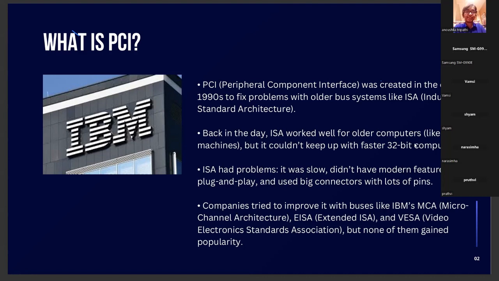It had problems: it was slow, and it lacked modern features like plug and play. It used large connectors with a lot of pins, which made it very tough to use. Then companies tried to address these issues with alternatives. IBM came up with MCA, Micro Channel Architecture, and there were EISA and VESA, but none of them gained popularity.